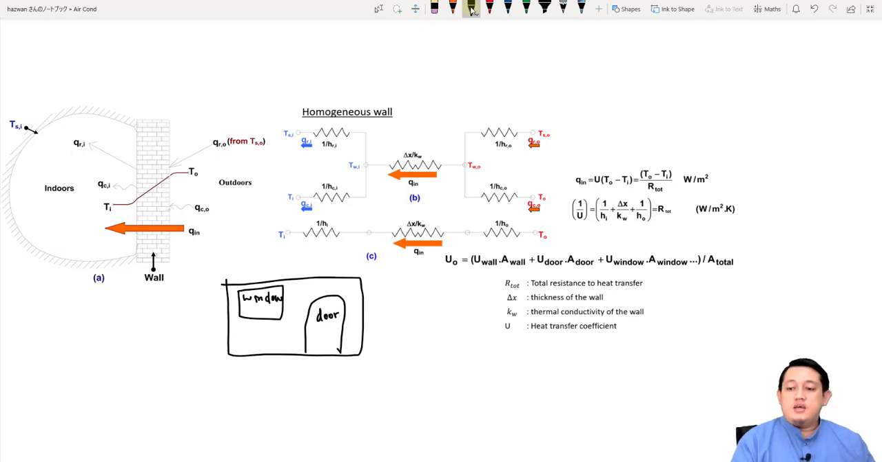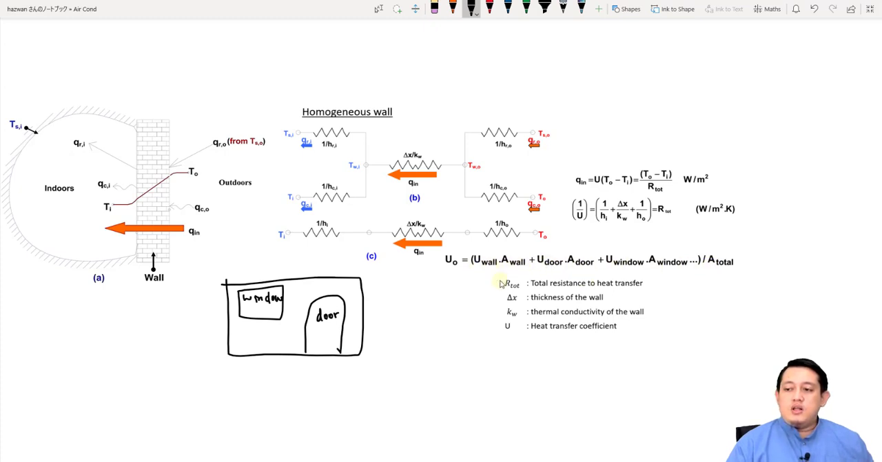Each substance here: the wall is created using maybe bricks, the door maybe plywood, and the window is supposed to be glass. So this UO here, the total heat transfer coefficient of this wall that consists of a window and door, is equal to this one.